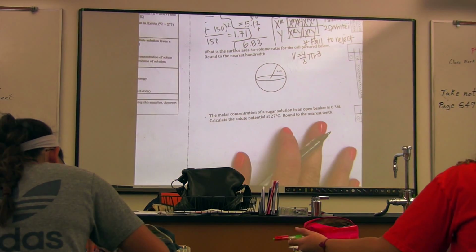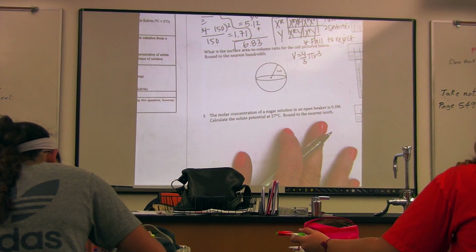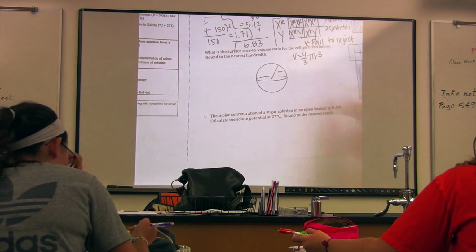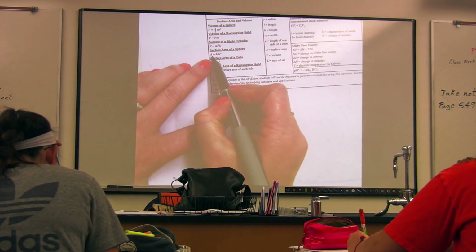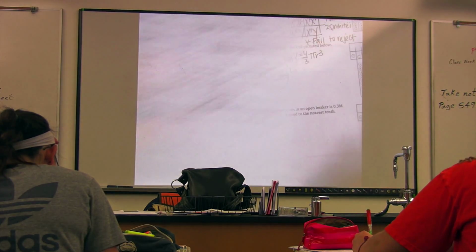This is a lesson in plugging in, my friends. So I found the volume. What was the other thing I need to know? Surface area of a sphere, which is 4 pi r squared.